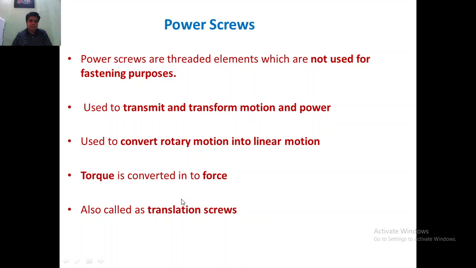And one more name you can use for power screws is translational or translation screws, because they are translating the motions or the power. So they are called translation screws.